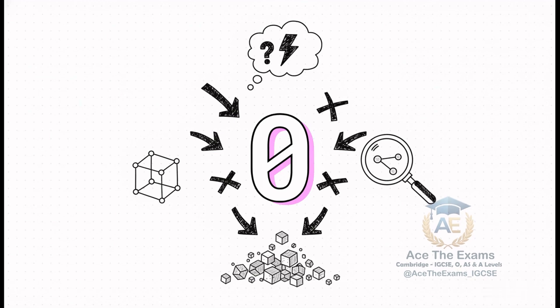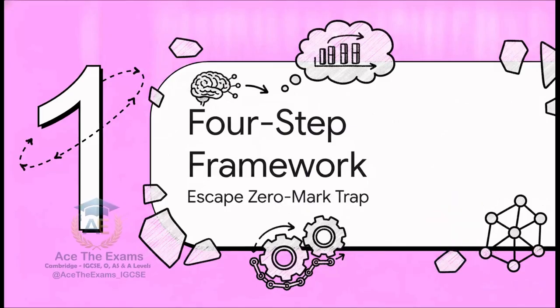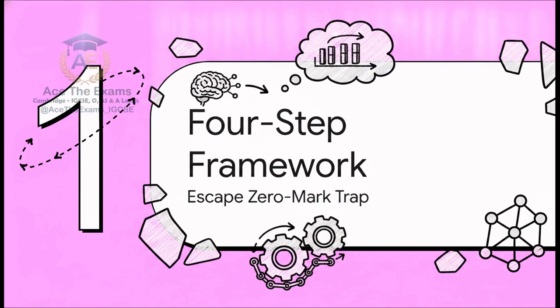The examiner doesn't care that you can memorize a buzzword. They need to see that you understand the internal physics. So let's eliminate this massive grade boundary risk right now. Let's look at the 4-step framework for escaping the 0-mark trap.